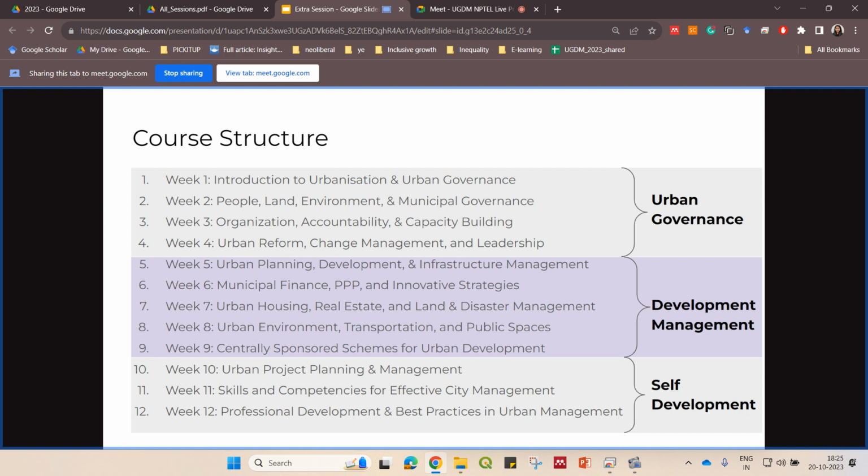And again, a little bit about municipal governance and the distinctive features of municipal and non-municipal urban areas and other areas like Nagar Panchayat. In week 3, you would have studied organization, accountability, and capacity building in urban scenarios.